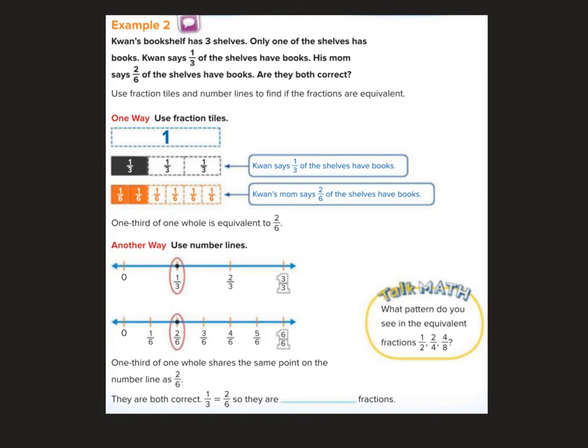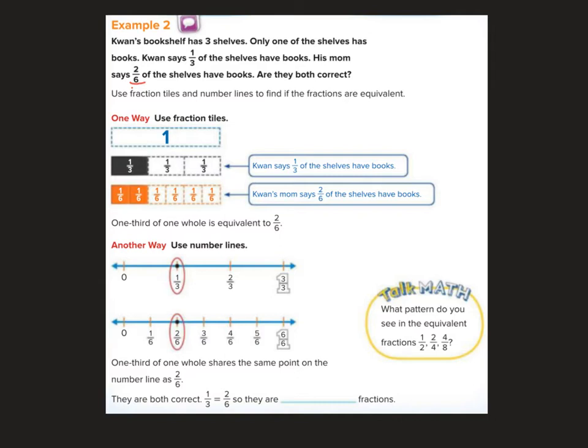Kwan's bookshelf has 3 shelves. Only one of the shelves has books. So 1 out of 3 shelves have books. His mom says 2/6. 2/6 of the shelves have books. Are they both correct? Let's find out.